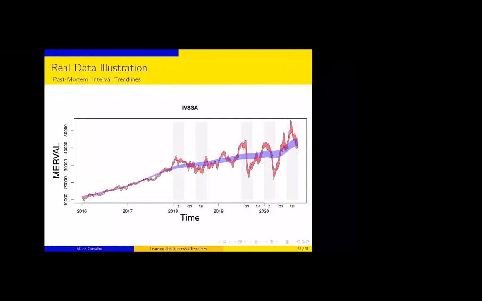That's the one based on the Hausdorff distance, whereas the other one that follows the data quite closely is the one based on the periodogram. Let me emphasize this: these are post-mortem interval trend lines.